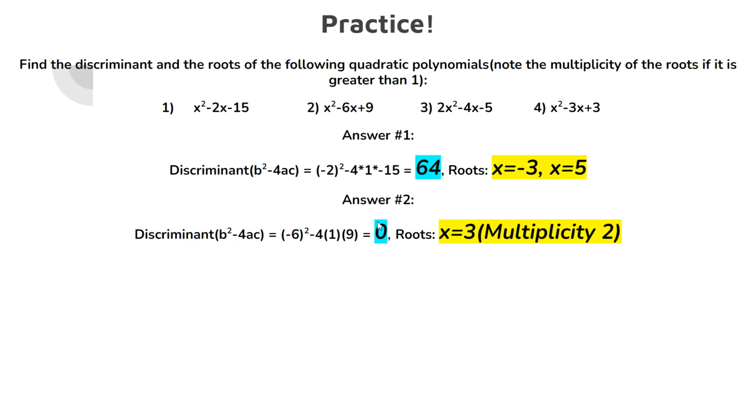Answer number 2. The discriminant in this case is 0, so if you remember, this will have one real root. So the root for this is x equals 3 with multiplicity of 2.